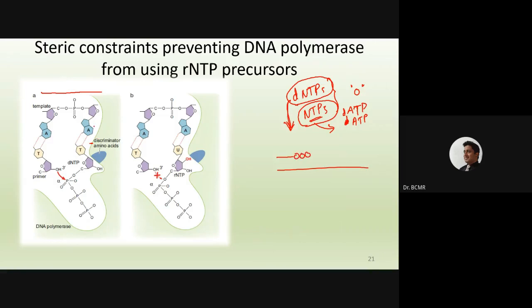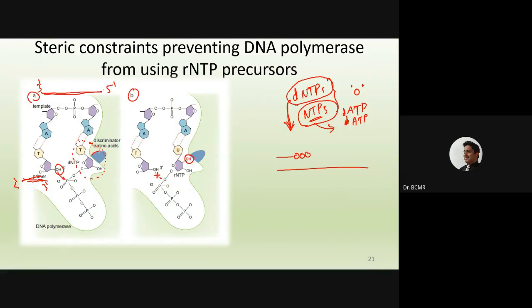So for that, what you're seeing in this image is the template, and here is the primer. Okay, so I'm showing the 3' OH. The template should be 5' to 3', and this one is in this direction, 5' to 3', and this is a new base that is coming, a new nucleotide or dNTP. Okay, the difference between figure A and figure B is just that OH here.